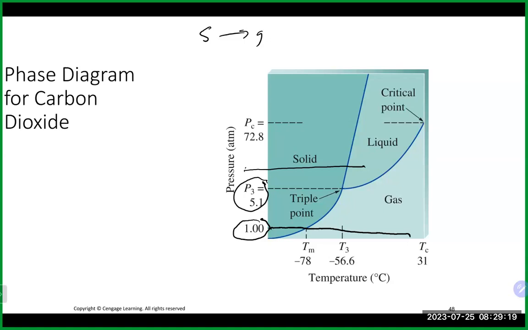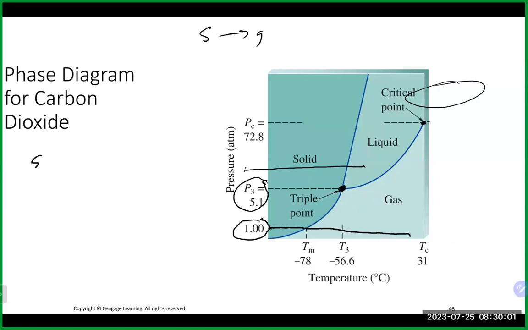If I wanted all 3 phases to happen at the same time, I would need to get the pressure up to 5.1 atmospheres and a temperature of minus 56.6 degrees, and we would have all 3 phases happening at once. Over here is where this line ends. Again, that is our critical point. Above that, we would find a supercritical fluid above that temperature and pressure. So phase diagrams are used to help you determine what pressure and temperature combination you might need to get a particular substance into a particular phase.